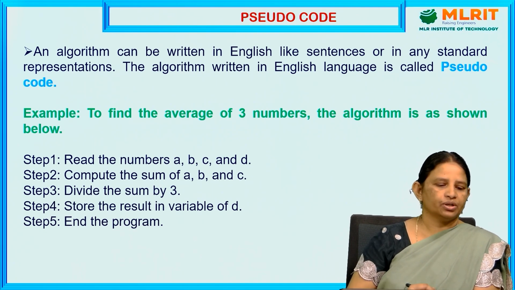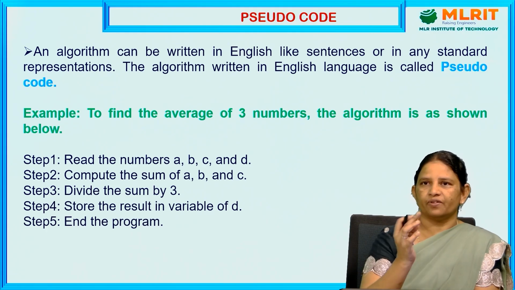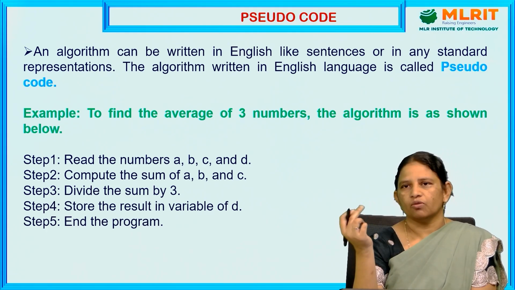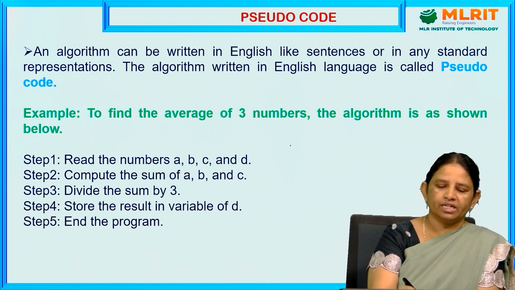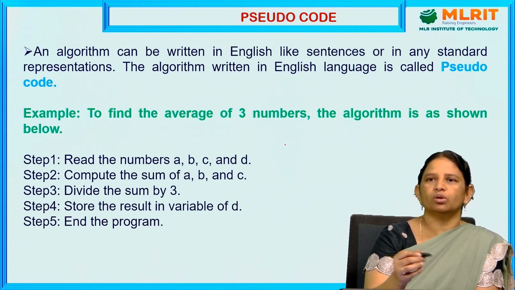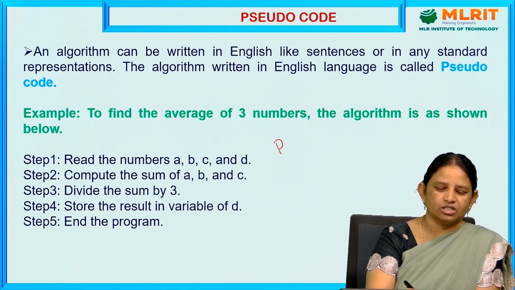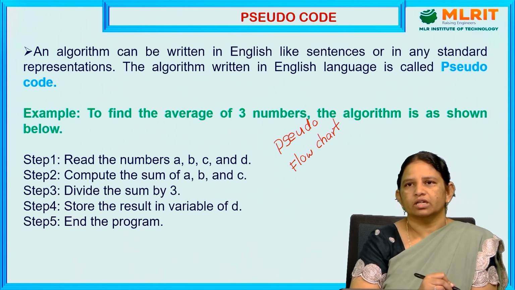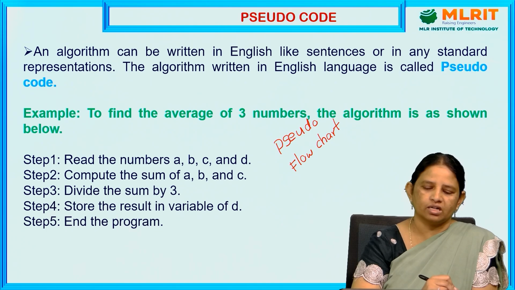Next, coming to the pseudocode. What is the difference between an algorithm and pseudocode? And then there is the flowchart. So an algorithm is represented by using two notations. One is called a pseudocode. Another one is called a flowchart. There are two notations for representing an algorithm: one is a pseudocode, another is a flowchart.